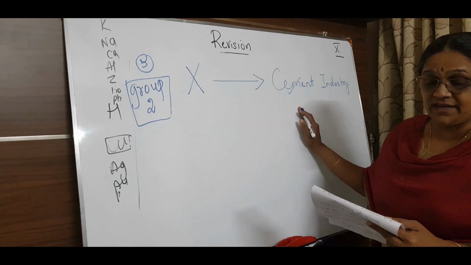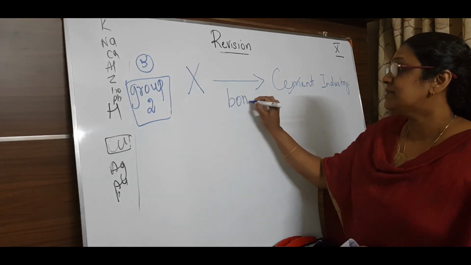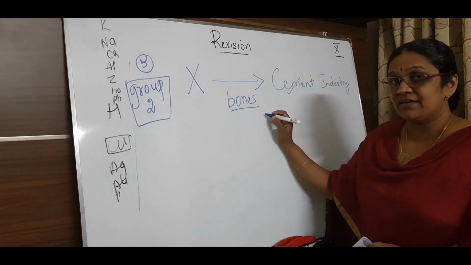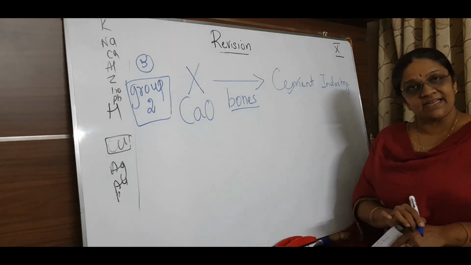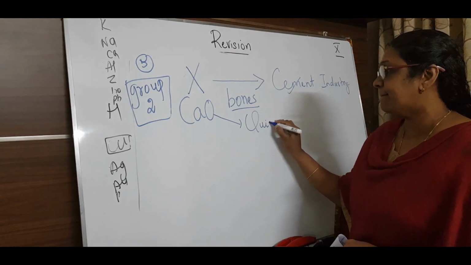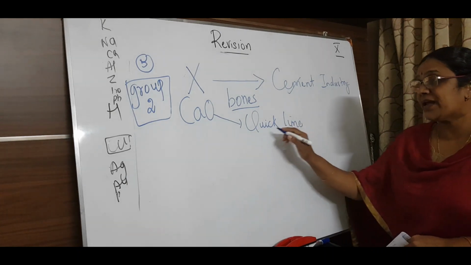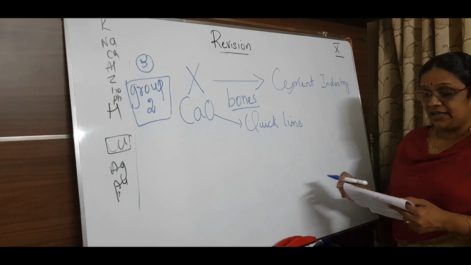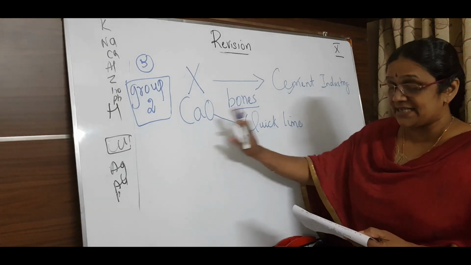Now then what they have said is, this element is also present in bones. See? Bones. Now I can very well write it as what? Bones contain calcium, right? Calcium. So what will be the compound? We have studied calcium oxide, isn't it? Calcium oxide, or it is called quicklime. Are you remembering it? Quicklime. What is quicklime? Quicklime is calcium oxide. Now they have given this element is also present in bones. Then we get the clue as it is calcium.